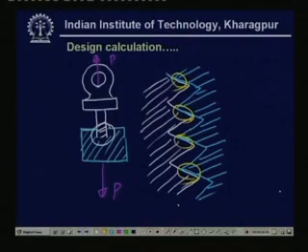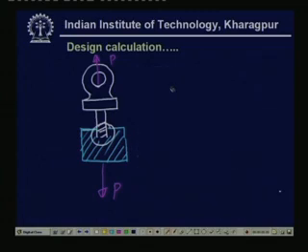That is, even if the design details are not very accurate, but with a large safety factor we can of course make the design quite safe. Now, what are the simplifications in design or in analysis? The simplification is that the forces are uniformly distributed.